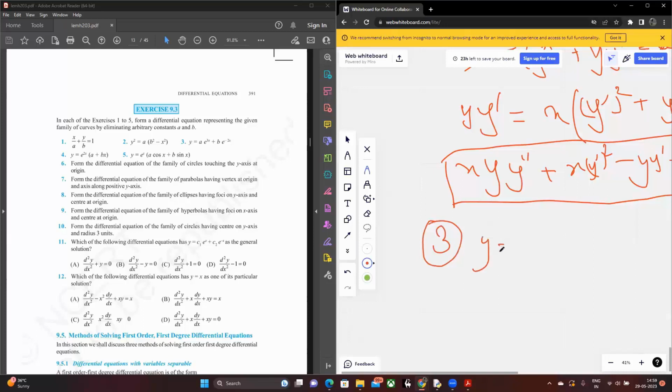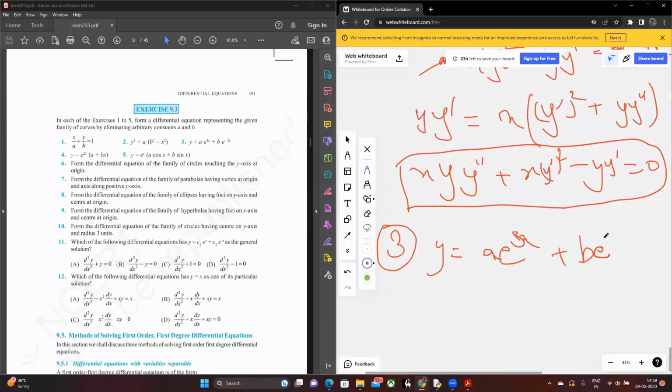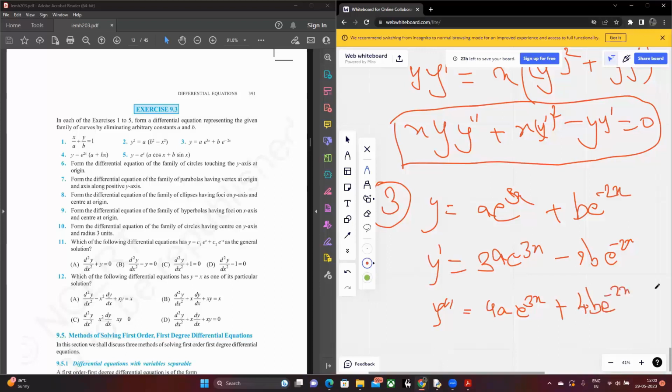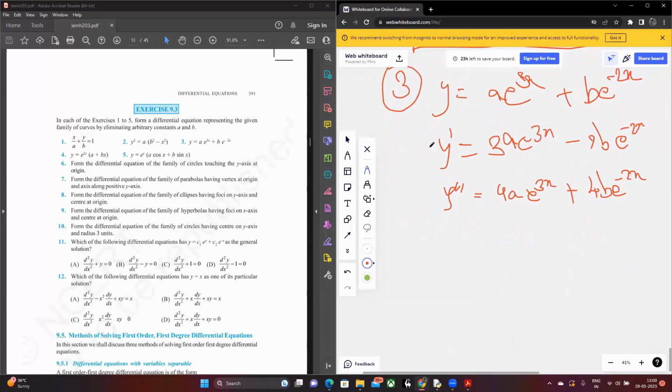Number 3: y equals a e power 3x plus b e power minus 2x. First of all, y dash here is 3a e power 3x minus 2b e power minus 2x, and y double dash is 9a e power 3x plus 4b e power minus 2x. Now, what you do is eliminate a and b step by step.